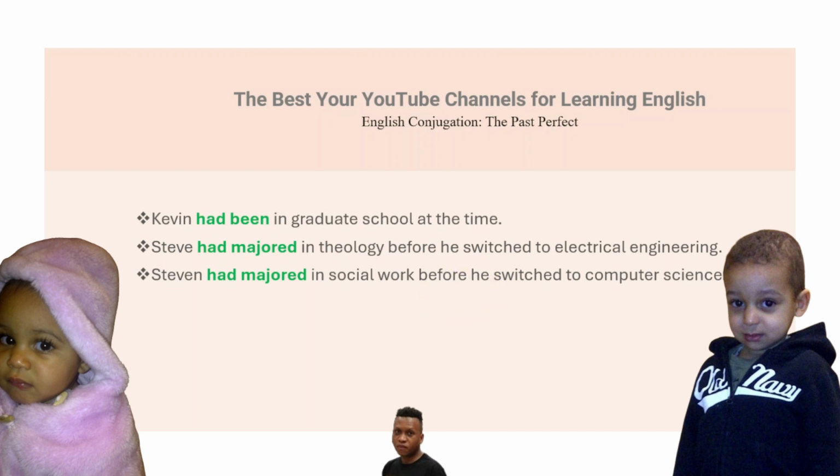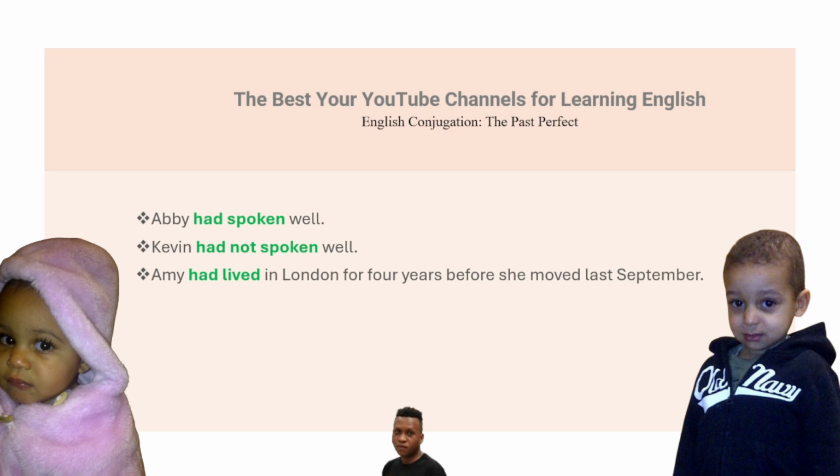Now, it's still part of the past perfect. Abby had spoken well. Kevin had not spoken well. Amy had lived in London for 4 years before she moved last September.